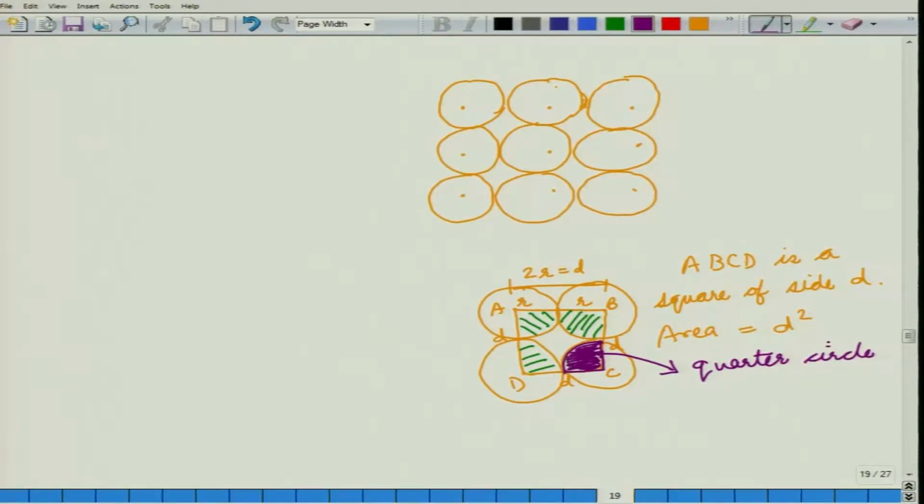And what is the diameter of this circle? Of dia d. So, because we have 4 quarter circles, 1, 2, 3 and 4, that is covered in this square. So, we have 4 into a quarter circles, that becomes 1 full circle.